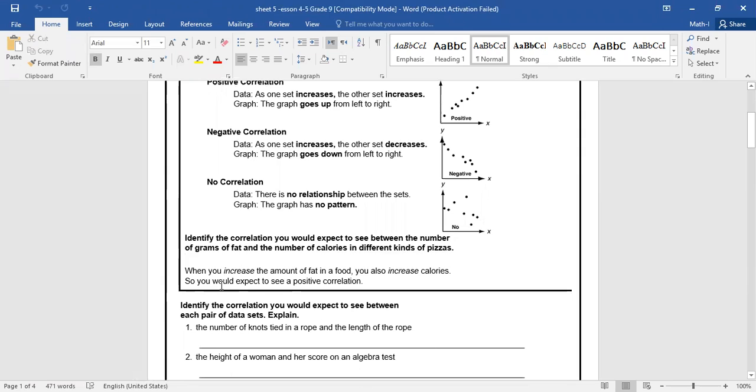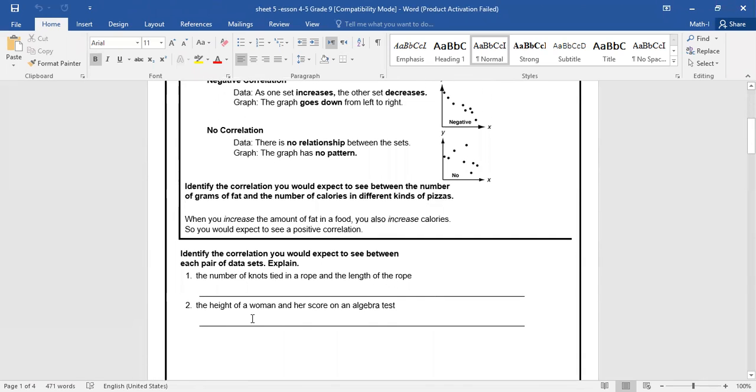Another example: we want to say whether this one is a positive correlation, negative correlation, or no correlation. The number of knots in a rope and the length of the rope. Will this one be positive or negative? It will be a negative correlation. Why? Because each knot decreases the length of the rope. You have a long rope, and each time you make a knot, it decreases the length. So it will be a negative correlation.